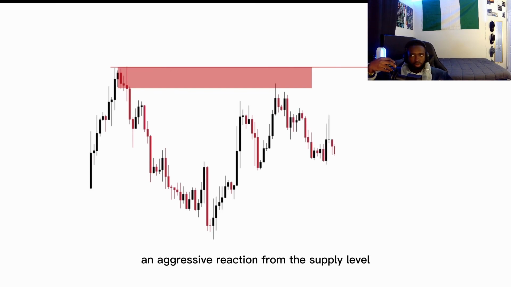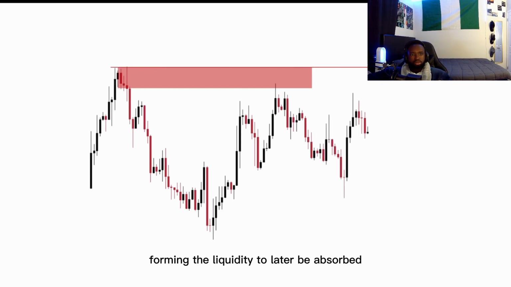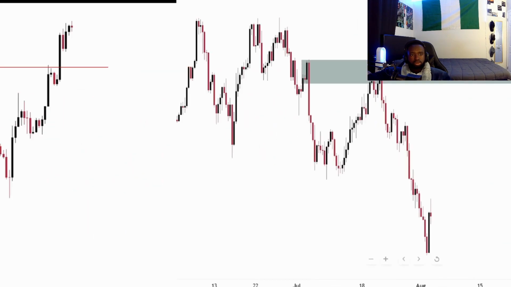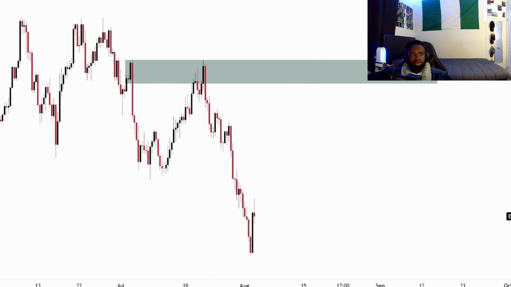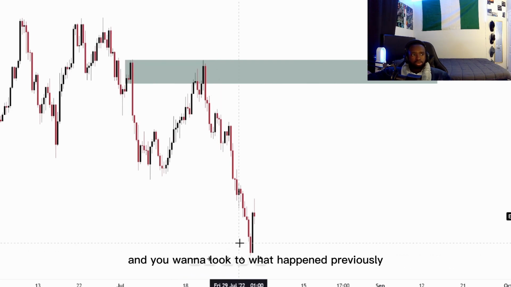An aggressive reaction from the supply level, forming the liquidity to later be absorbed. So let's take a look at this example. You always want to look to the left, and you want to look to what happened previously. What happened here?